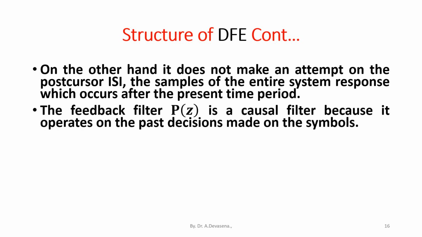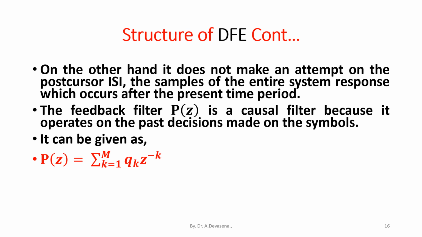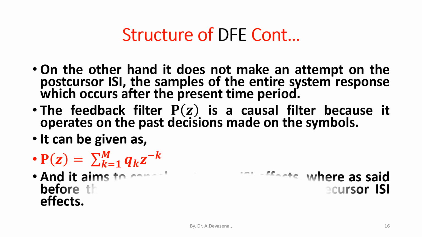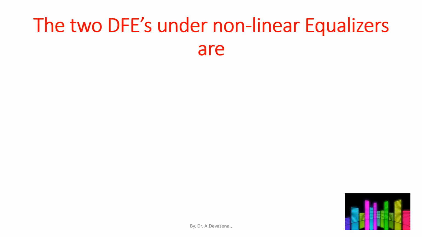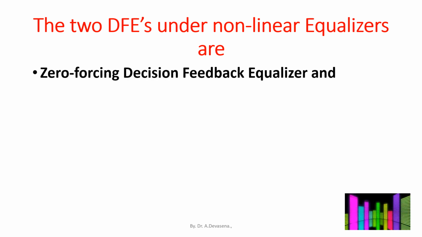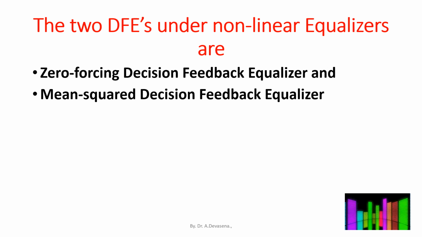The feedback filter P of Z is a causal filter because it operates on the past decisions made on the symbols. It can be given as P of Z equals summation of k equals 1 to m, q suffix k, z power minus k, and it aims to cancel post-cursor ISI effects, whereas, as said before, the forward filter aims to equalize precursor ISI effects. The two DFEs among the nonlinear equalizers are zero forcing decision feedback equalizer and mean squared decision feedback equalizer.